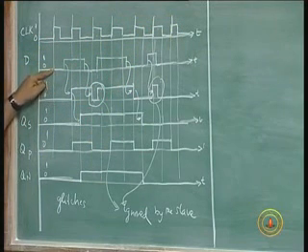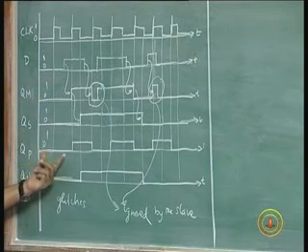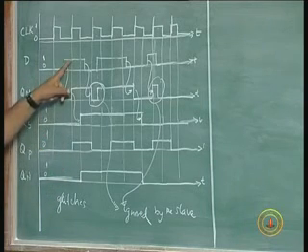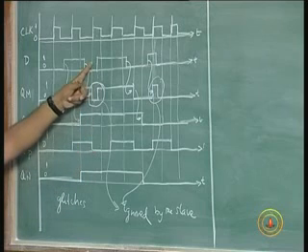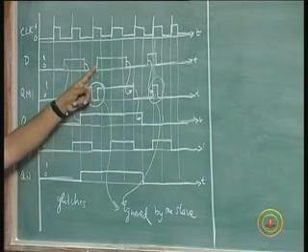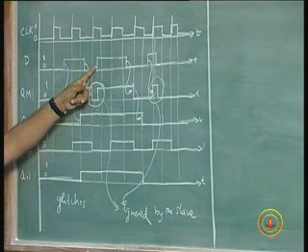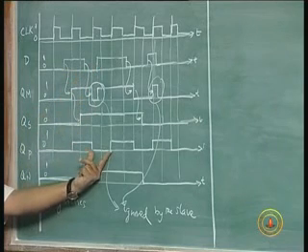So at this point it is 0, so for one clock period it is 0. At this point it is 1, so for the next clock period it is 1. At this point it is 0. So this pulse is not going to be recognized, and the output has become 0.